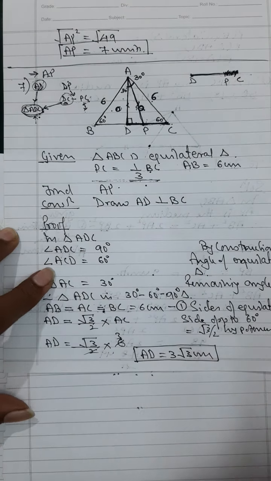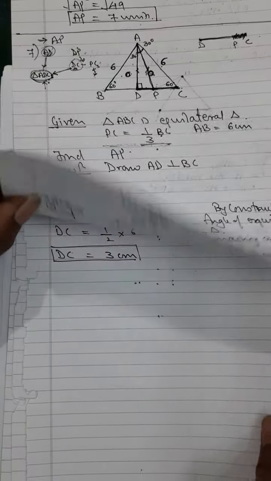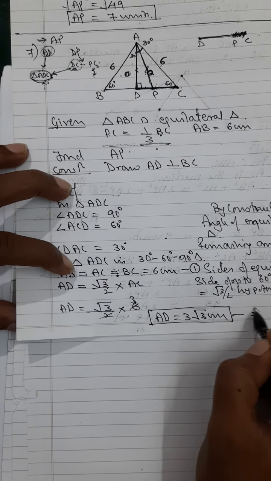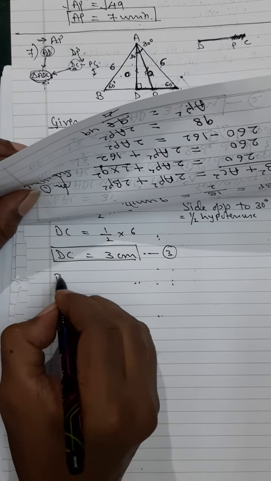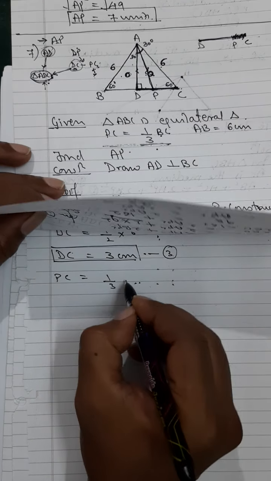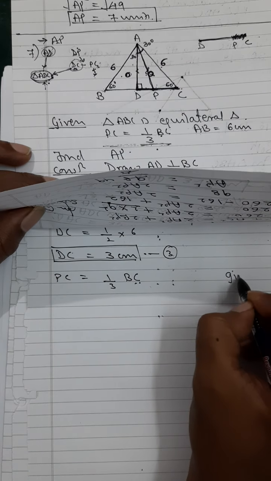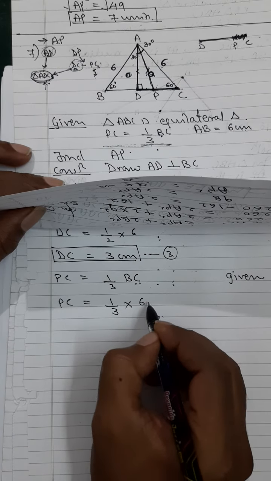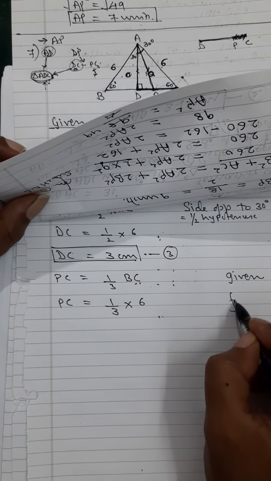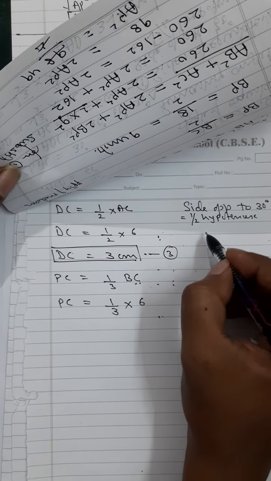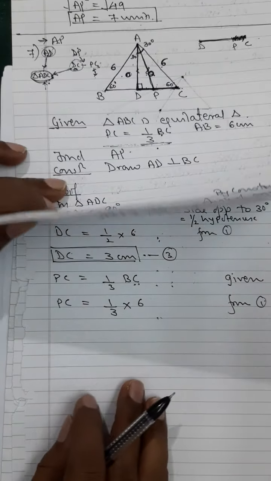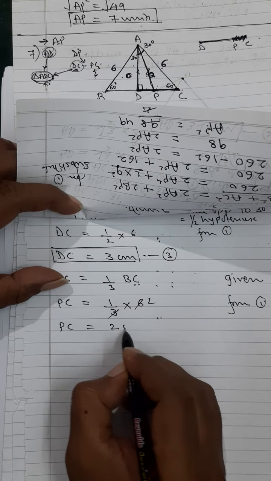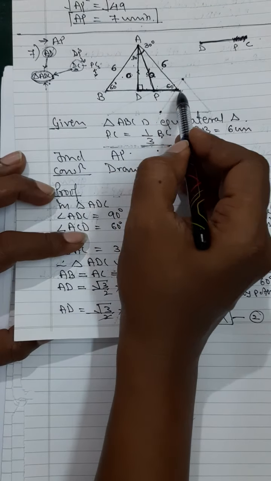PC by formula is 1/3 of BC. This is given. Therefore, PC is equal to 1/3 of BC, which also is 6. Fine, you have proved it from 1. Here also from 1, because AC is also 6. Fine. So 3 2s are 6. So you get PC is equal to 2 centimeter. So you have got PC now.